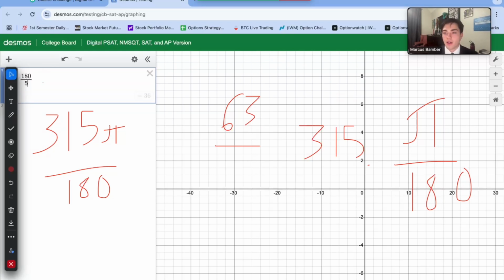180 divided by 5 is 36. So we have 63 over 36. We can divide both these terms by 3. 63 divided by 3 is 21. 36 divided by 3 is 12.